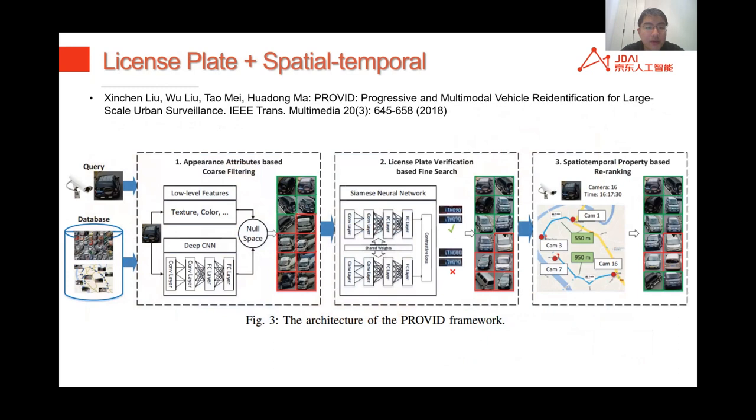Our paper, which is published in IEEE Transactions on Multimedia, proposed a progressive vehicle identification framework. Besides the spatial-temporal information, it also explores the license plate information. The framework includes three important parts: the appearance attributes-based coarse filtering part, the license plate verification-based fine search part, and the spatial-temporal property-based ranking part. Our method also won the 2019 Paper Award.